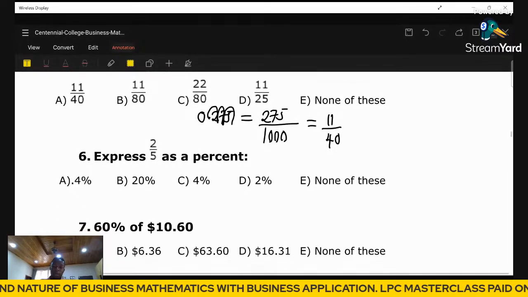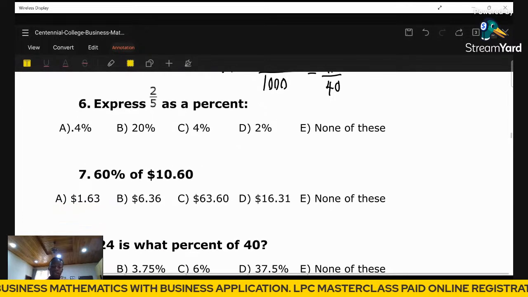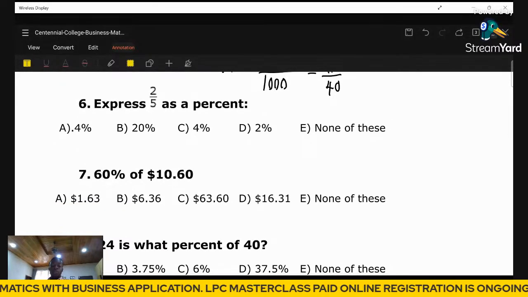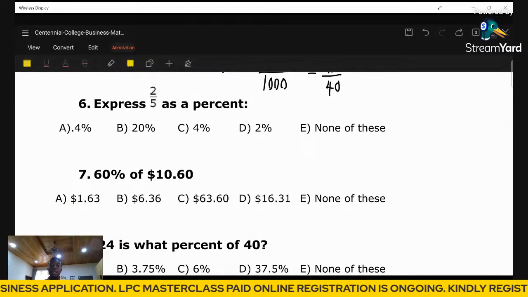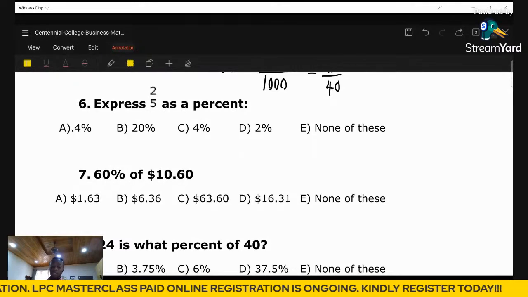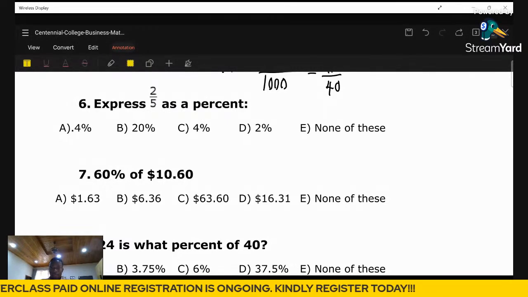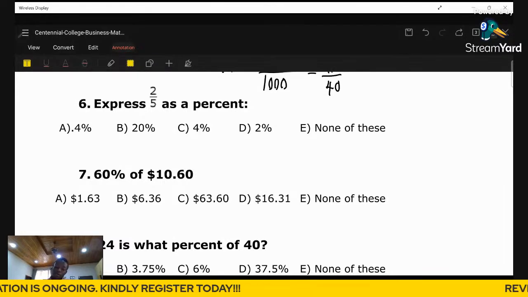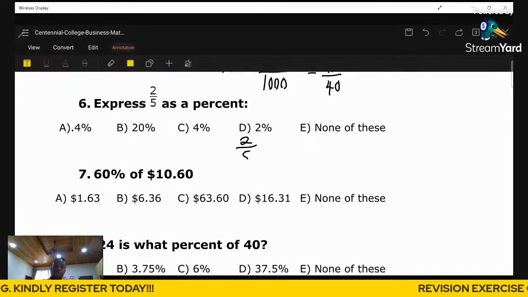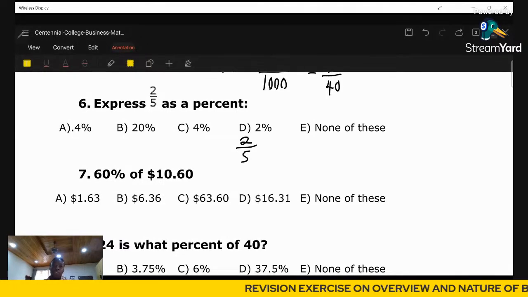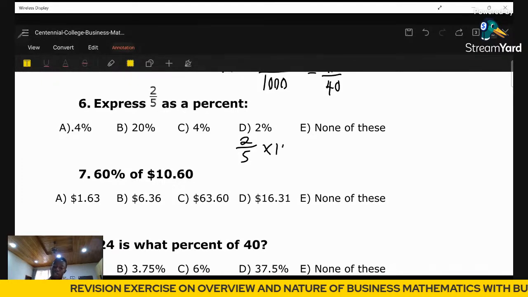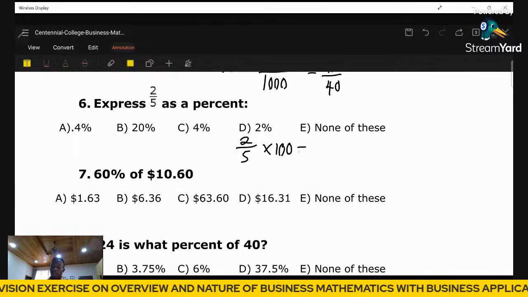Now let's move on to question number 6. Express 2 over 5 as a percentage. How do you express 2 over 5 as a percentage? In expressing a fraction as a percentage, you just multiply the fraction by 100. So we have 2 over 5 multiplying 100.